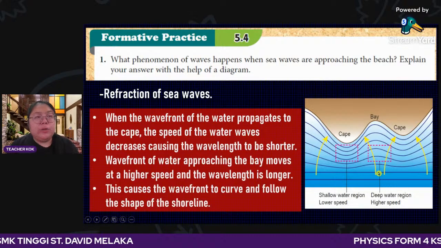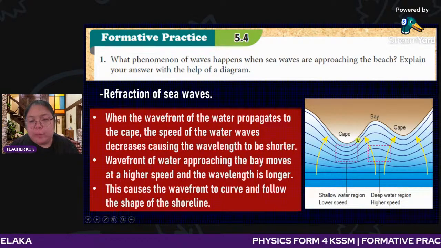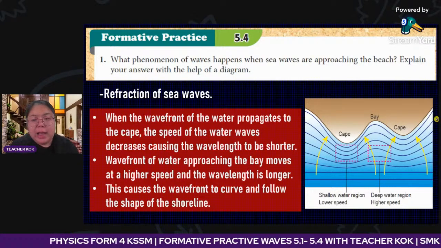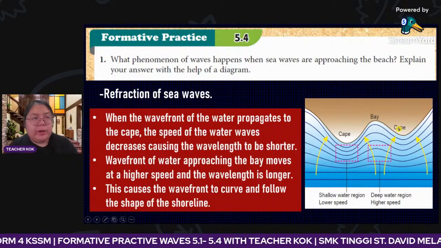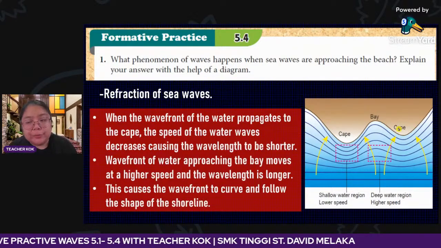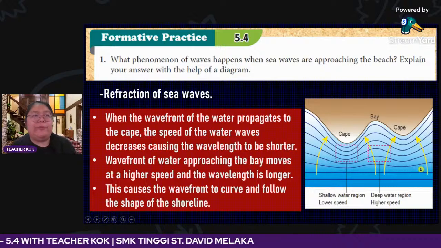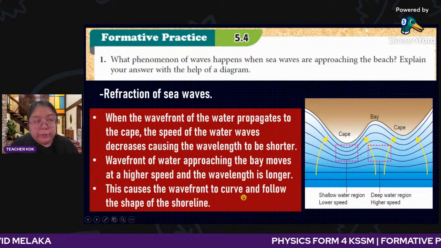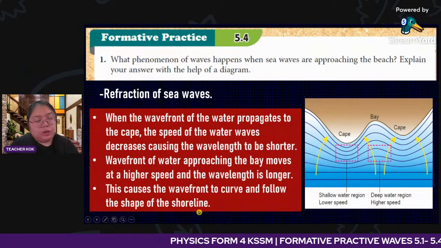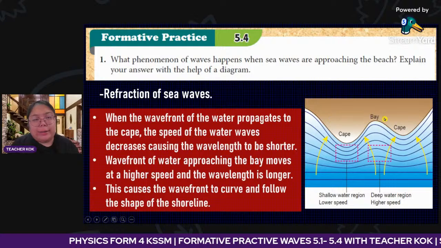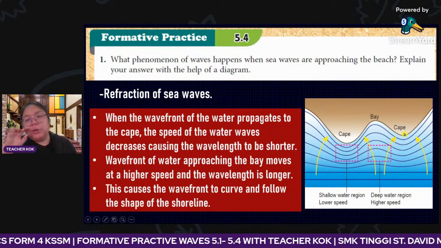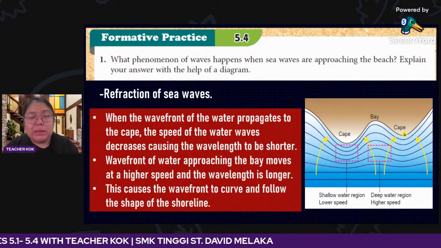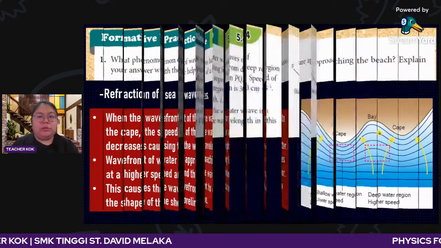Finally, you can see the wave pattern follows the shape of the beach. You find the wavelength at the gap becomes closer, and at the bay, a bit further apart. So that means it is like a curve, compared to the deep sea, which is flat only. So this is the difference. This causes the wavefront to curve and follow the shape of the shoreline. So we need to explain this when the wave is near the beach, what actually happened. Okay, so we go to number 2.